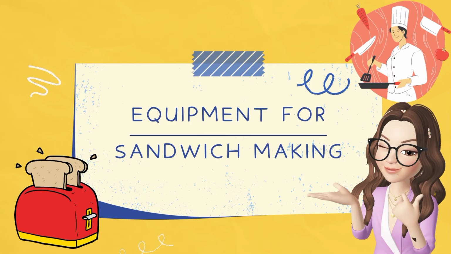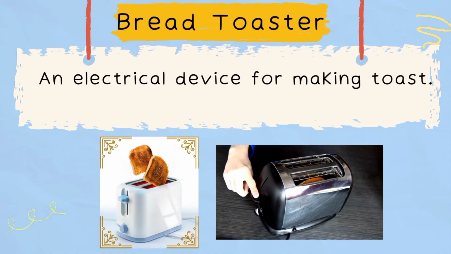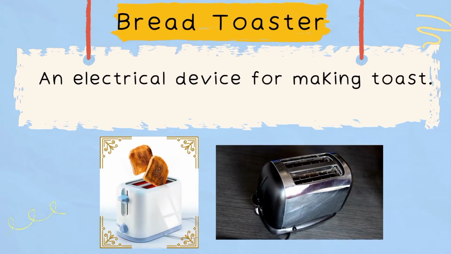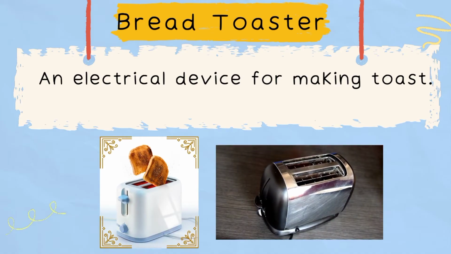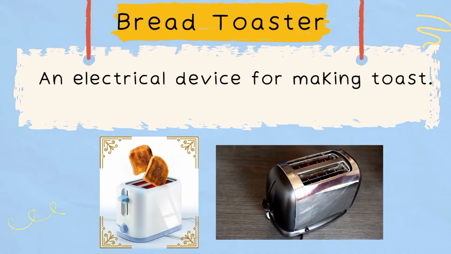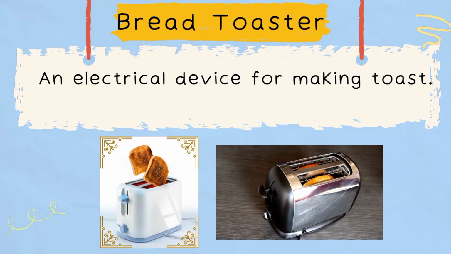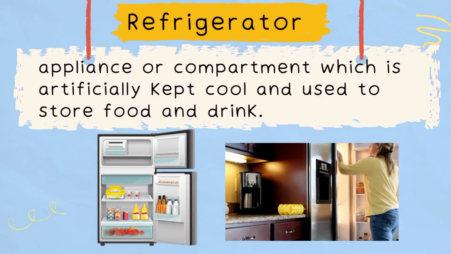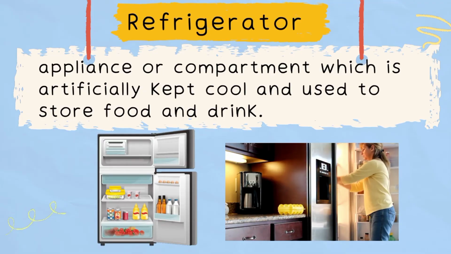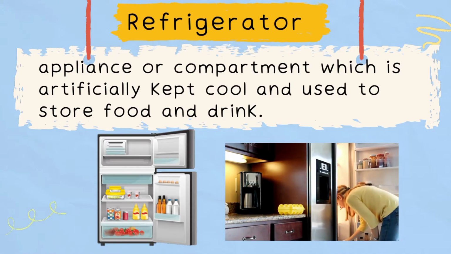Equipment for sandwich making. 1. Bread toaster, an electrical device for making toast. Refrigerator, an appliance or compartment which is artificially kept cool and used to store food and drink.